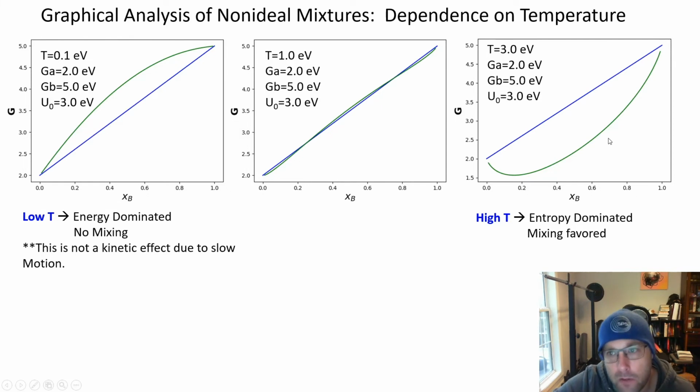Again, don't mistake this for some sort of kinetic effect where you've given so much energy to the molecules of B that they can just ram themselves into A. That is not the physics here, and you must not confuse yourself by thinking it is the physics. There's no dynamics in this analysis. In other words, there's no dynamics in thermodynamics. What we're saying here is that at high temperatures, the entropy of mixing dominates the free energy of the mixture. And so you can always minimize your free energy by mixing at high temperatures.